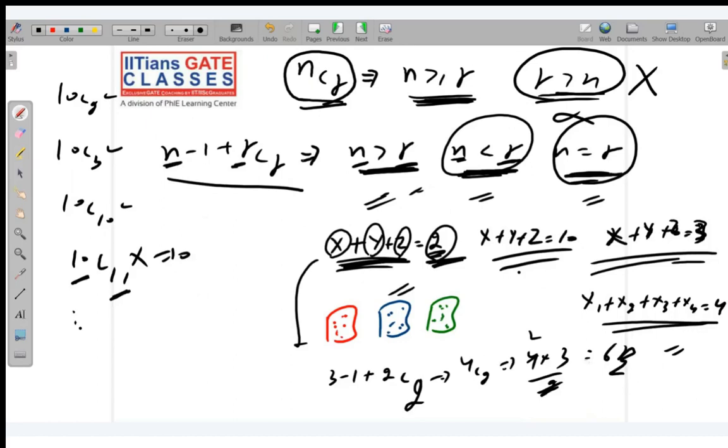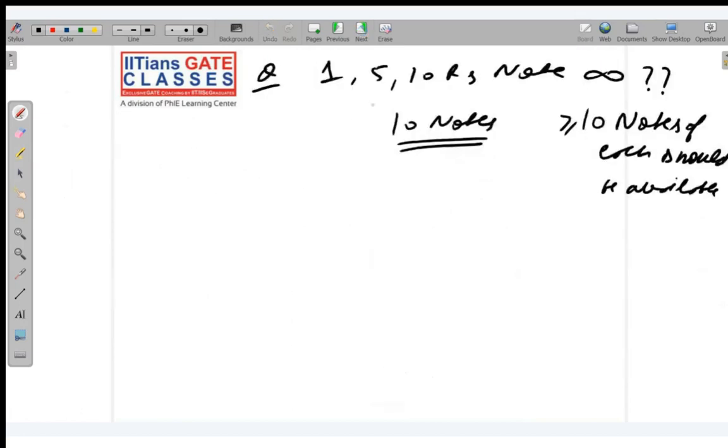Done, sir. Okay. Yes, so the next is, say we have a 1 rupee note, 5 rupee note and 10 rupee note, and they are infinitely available to us and we want to select 10 notes. How many ways are there?